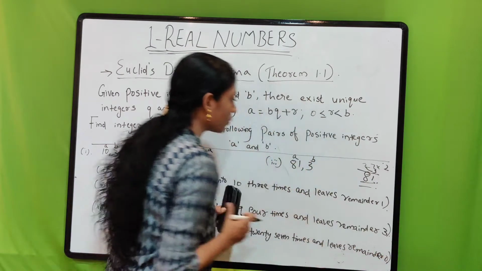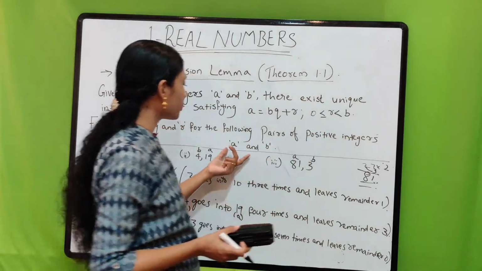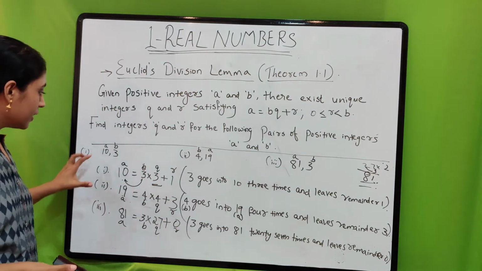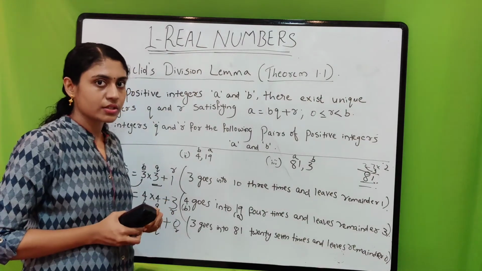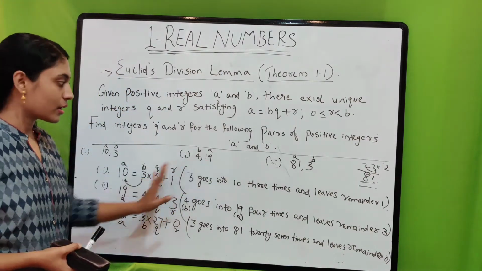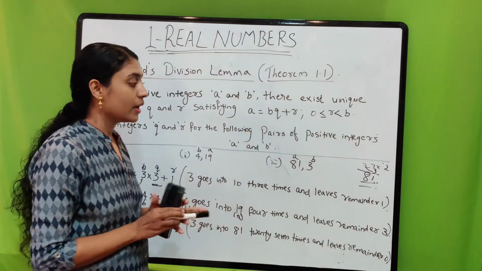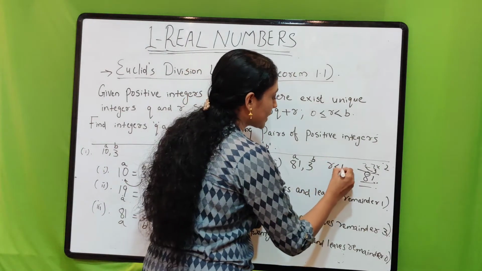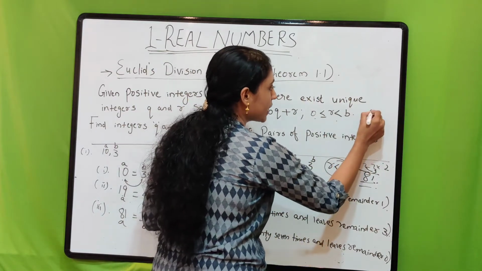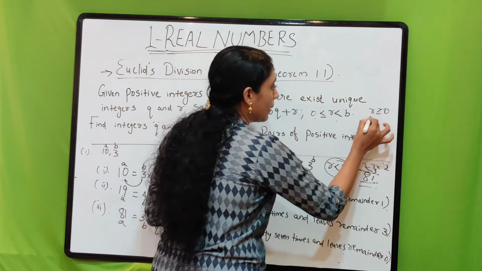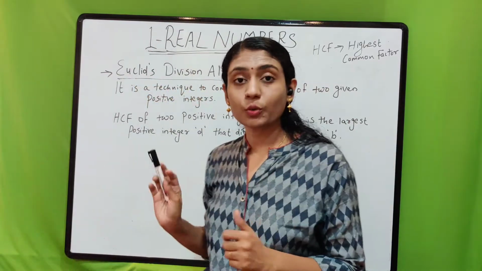Understood? So in the exam, if the question will be like this, find integers Q and R for the following pair of positive integers A and B, you can solve like this, right? This is very simple. The first tip is that you have to take A as the largest number. In usual cases we take A as the larger number, and then BQ plus R. It should be of the form A is equal to BQ plus R, and always R should be less than B. The condition should be satisfied: 0 less than or equal to R less than B, which means R should be greater than or equal to 0, but it should always be less than B. Understood? So far we discussed Euclid's division lemma.